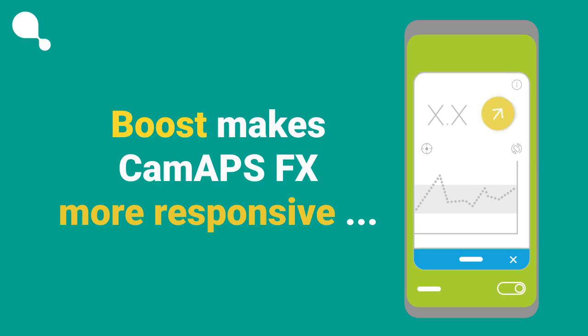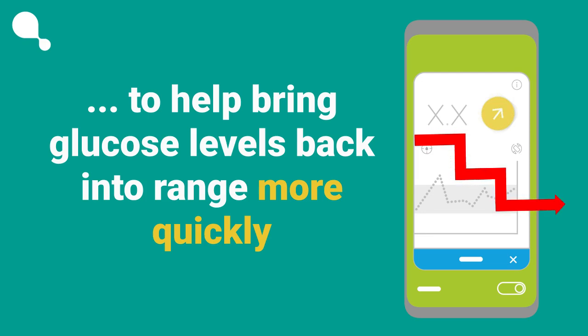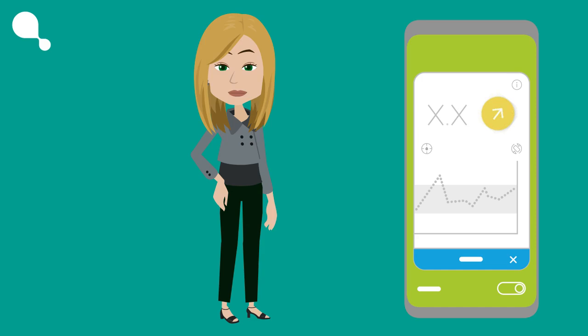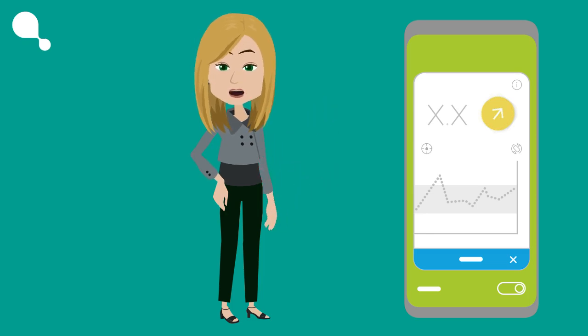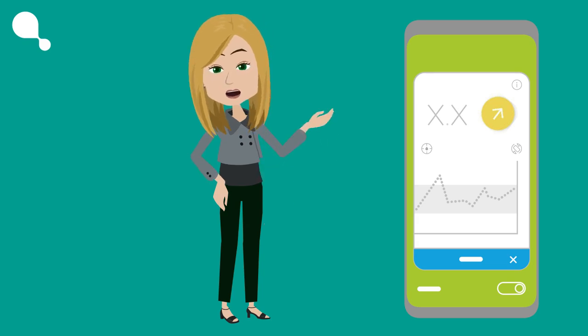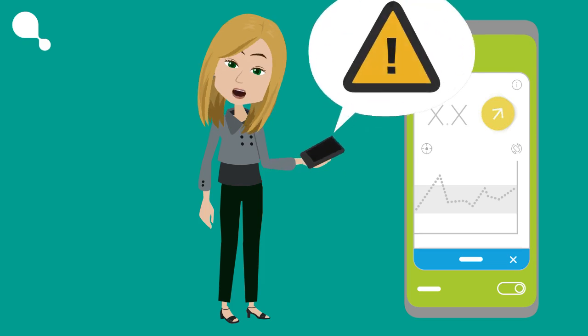Boost is a feature that makes CamAPS FX more responsive to help bring glucose levels back into range more quickly. During pregnancy, we encourage you to use Boost more often. For example, if your glucose level is high after a meal, using Boost for 2 to 4 hours can really help. If Boost needs to be used frequently, your insulin to carbohydrate ratios and bolus timing might need to be reviewed. Please check for ketones if your glucose is running high. Seek urgent advice from your diabetes team if ketones are present.